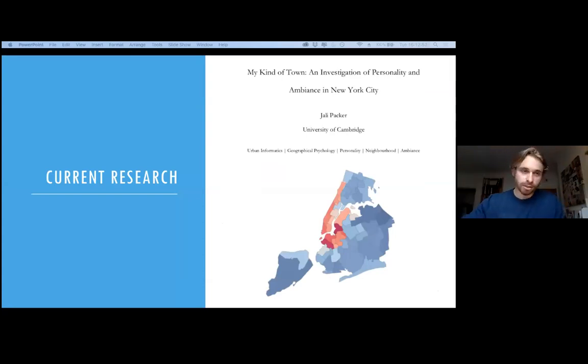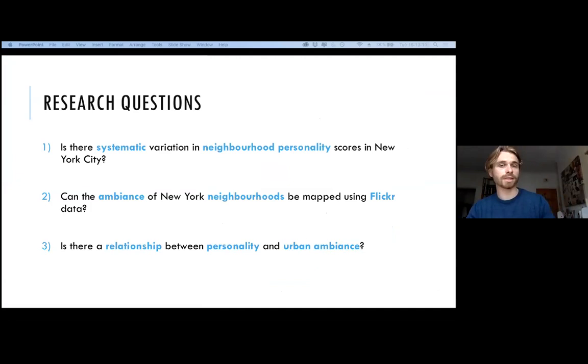So that brings me to my current research, which was basically looking at these two main papers by Jokela and by Reddy et al. And looking at maybe a sort of coupling between them to see how urban ambience and personality interact. So my three main research questions which underpin this were the following. So is there systematic variation in neighborhood personality scores in New York City? Can the ambience of New York neighborhoods be mapped using Flickr data? And then finally, is there a relationship between personality and urban ambience at the neighborhood level?